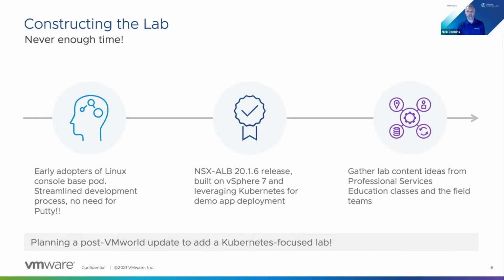And then to build this lab, we gather ideas from professional services. We've got some education classes that they deliver, and we try to loosely mimic those. And then we get some input from the field teams too, as to what customers want to see. We do not have the Kubernetes lab done yet for this. We ran out of time, but we are planning a post VMworld update to add a Kubernetes AKO based lab, so you can see how that Avi Kubernetes operator works. Should be pretty cool.